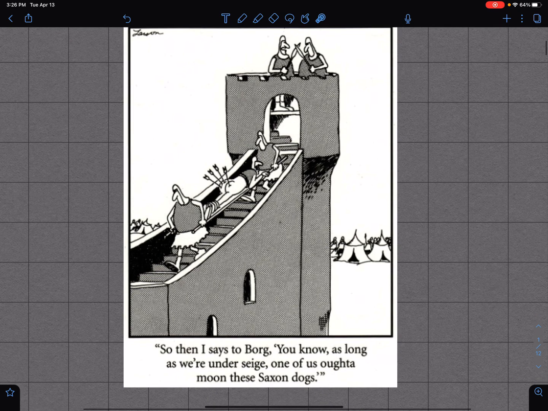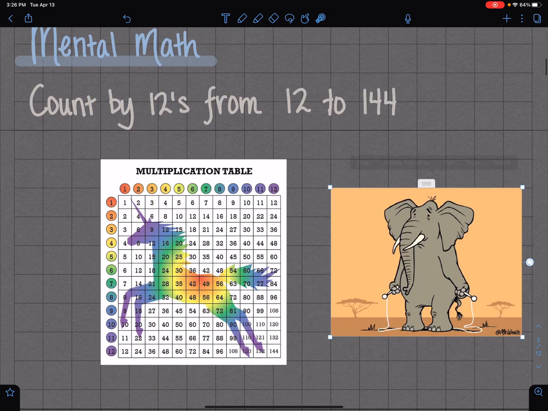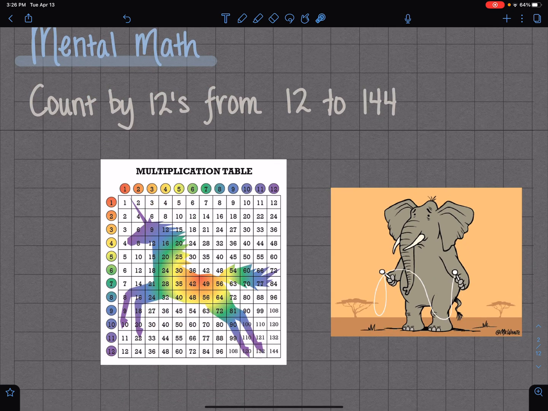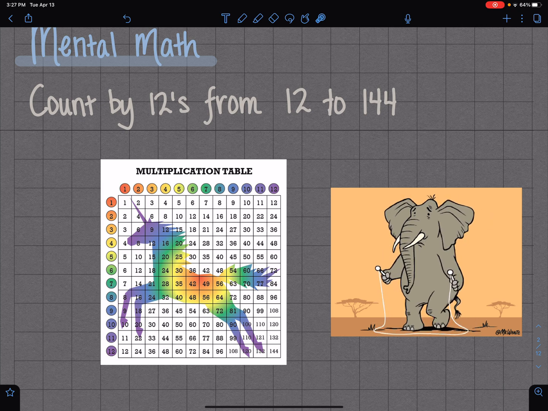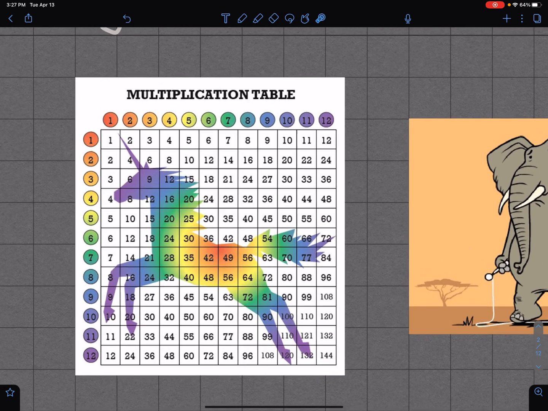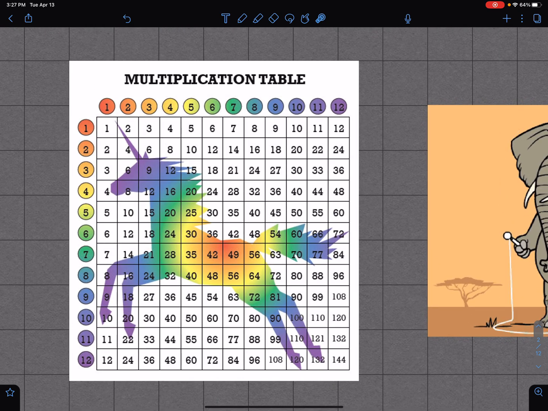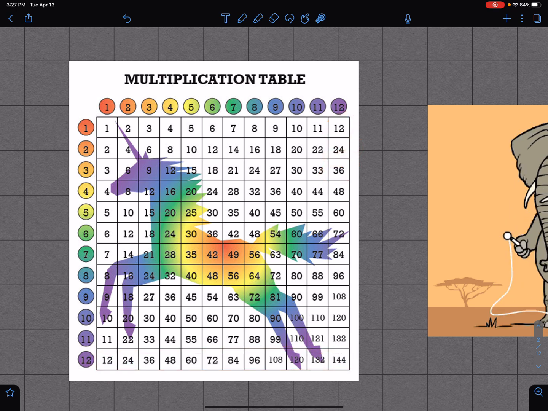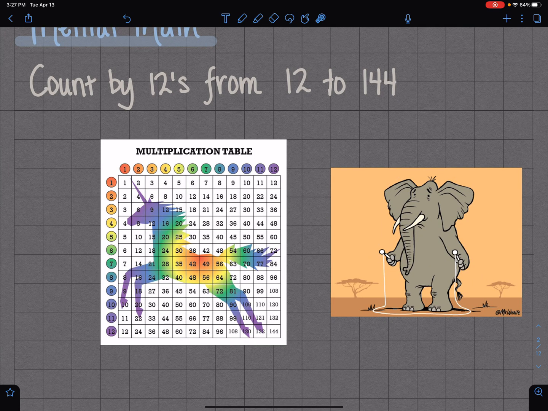Okay, let's jump into the lesson now. We're going to start with mental math. What they want us to do is count by 12s from 12 to 144. If you notice on this multiplication table, we're basically going to be counting by 12. So we go 12, 24, 36. You could also do it this way in this row. So if you want to use this little multiplication table to help you, you can. Okay, ready? Here we go.